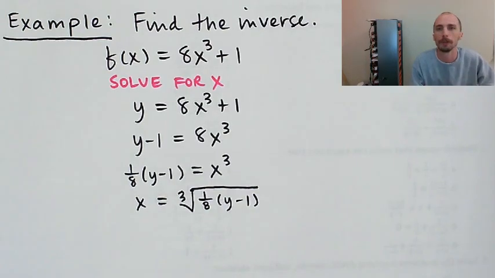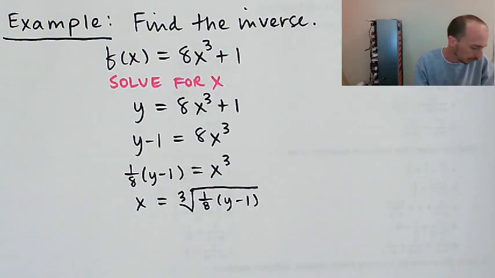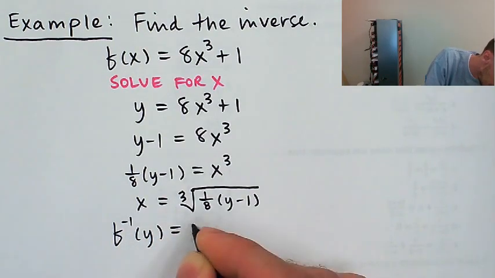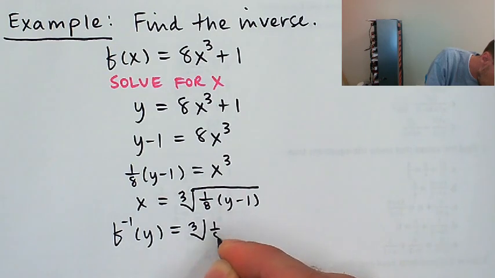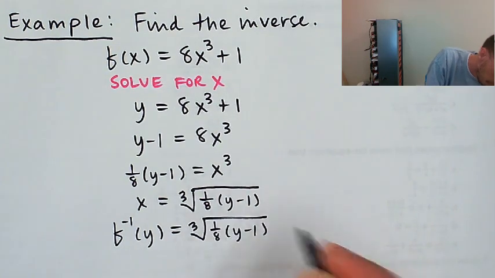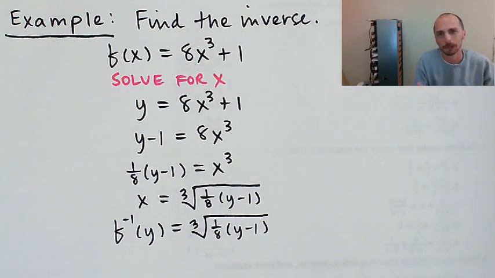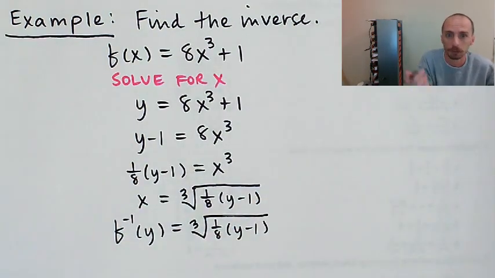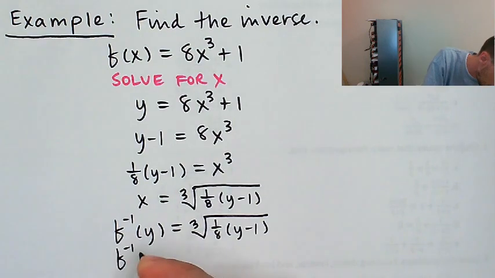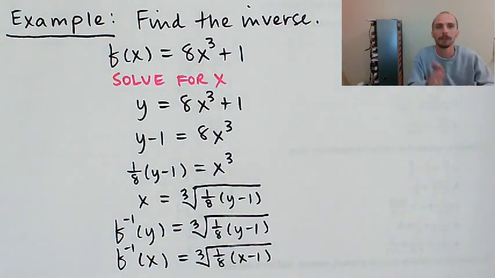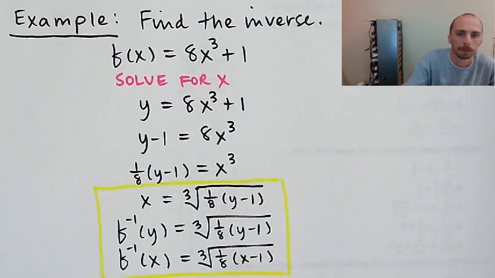So all this is going to be a perfectly fine characterization of the inverse. We could also say f inverse of y, because this is a function of y, equals the cube root of 1/8 of y minus 1. In the next one, you'll see that sometimes the prompt says find f inverse of x. I don't love that, but we can do that by finding f inverse of y and then exchanging y with x. So f inverse of x is equal to the cube root of 1/8 of x minus 1. And that's us finding an inverse algebraically.